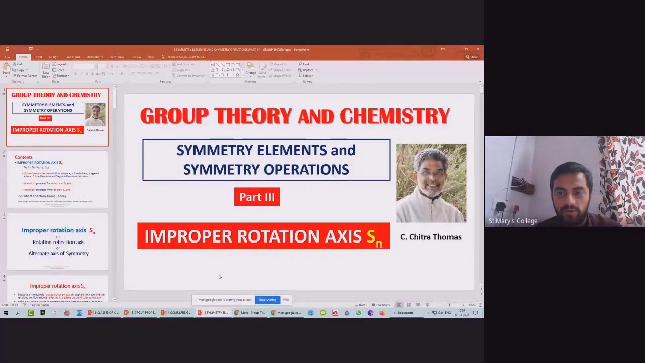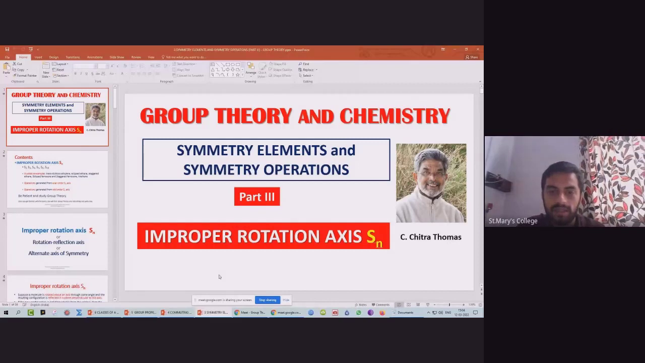Good afternoon, everyone. Welcome to the second session of group theory and chemistry. This morning we were discussing the symmetry elements and the symmetry operations. We are continuing the second session with the improper axis.